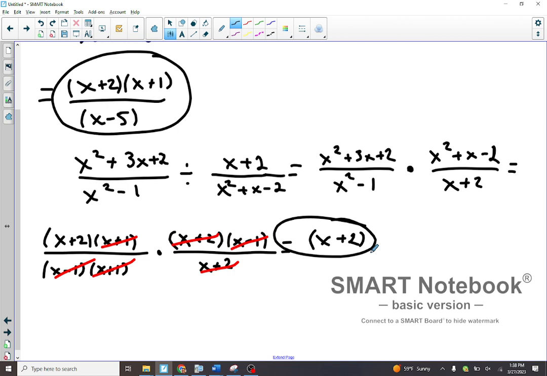Wait, the x minus 1 for the bottom left one? x minus 1, which was here. x minus 1, which was here. Wait, x minus 1, x plus 1? The bottom's x minus 1, x plus 1, yeah, because of the difference of squares. Alright, fine.